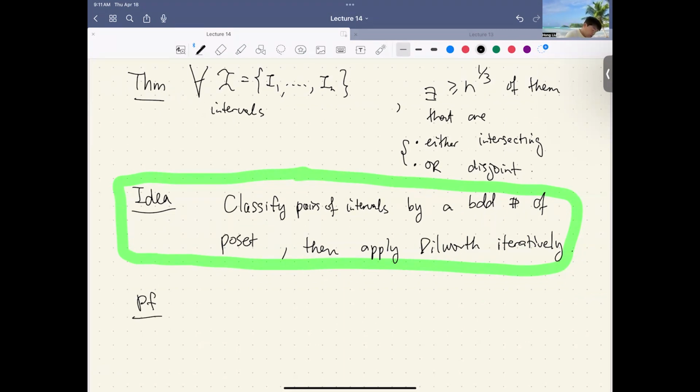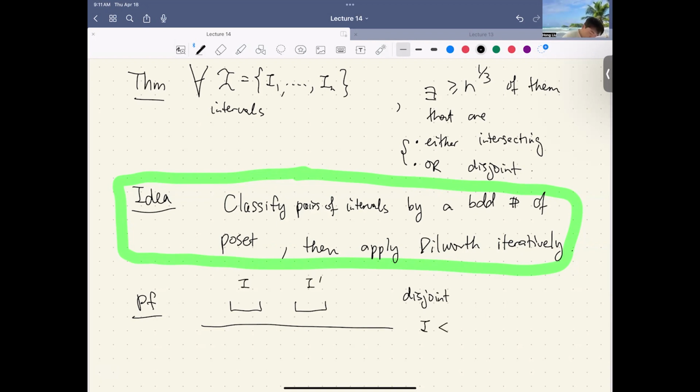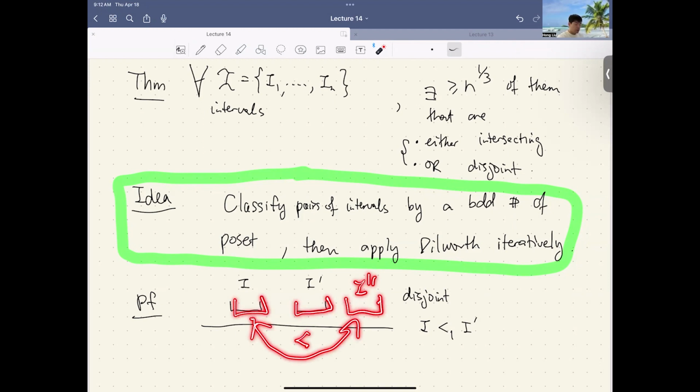The first one is, if we have intervals that are disjoint, we define I less than I prime in the first poset if I lies on the left of I prime, very natural order, right? And this defines a partial order. You have transitivity. If I is disjoint from I prime to the left of it, and I prime is less than I double prime, then of course I is less than I double prime in this first order. So we have to check it's a partial order, so you have to check transitivity.